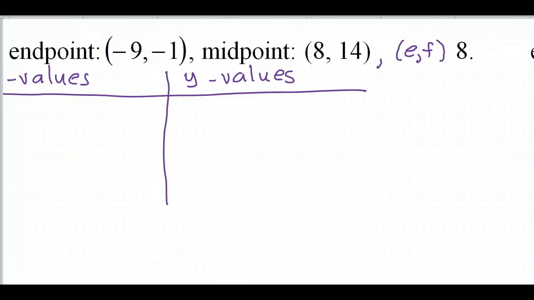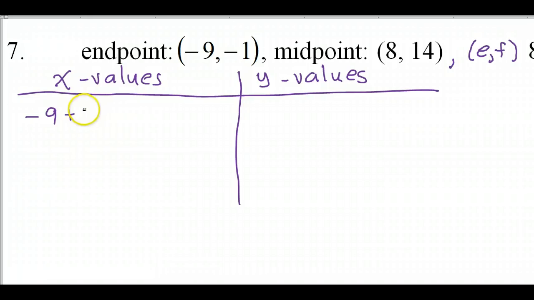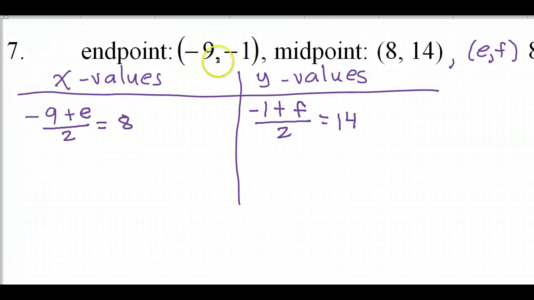Okay, so that's what I'm about to set up here. So -9 plus e divided by 2 should give me 8, because that's the x value of the midpoint. Similarly, the average of the y values should give me 14. So the average of -1 and f, add them up, divide by 2, should equal 14. Because this is one of my endpoints, e, f is another endpoint, and (8, 14) is the midpoint.